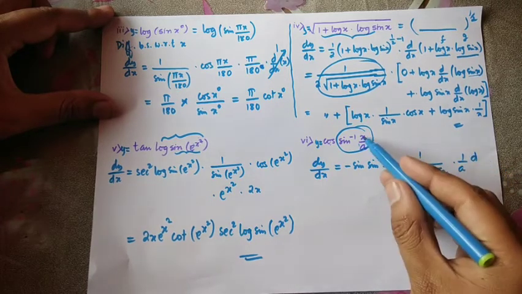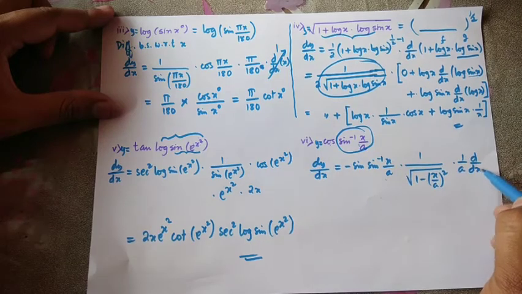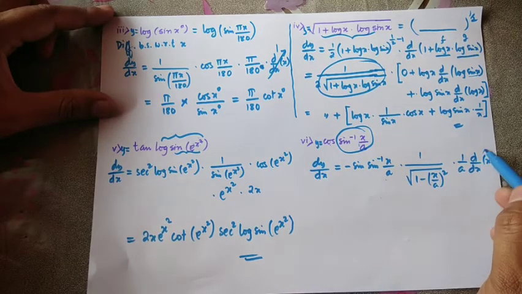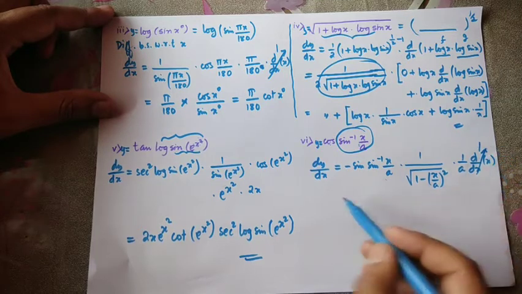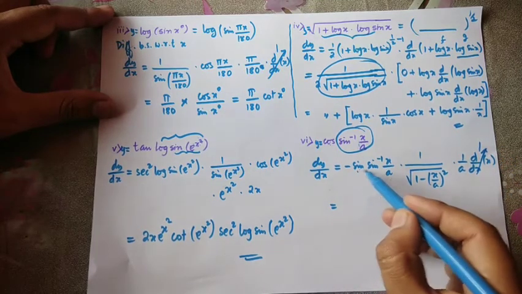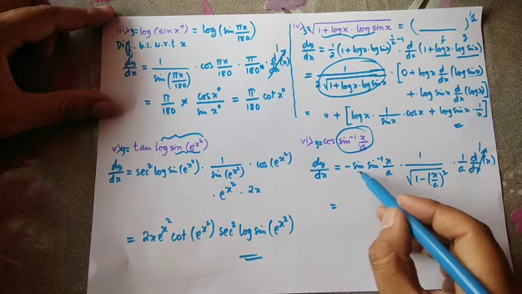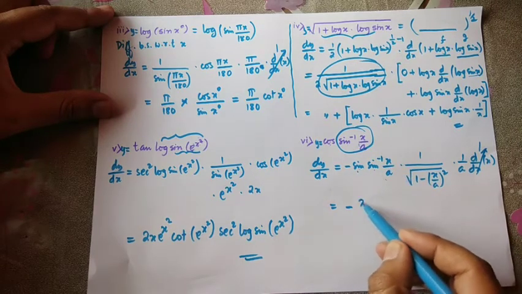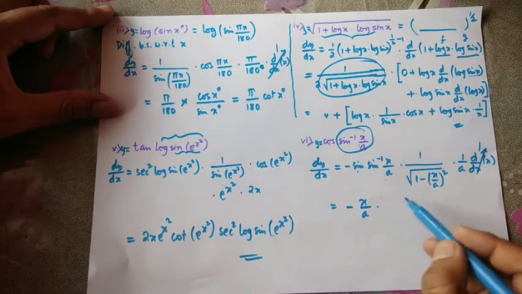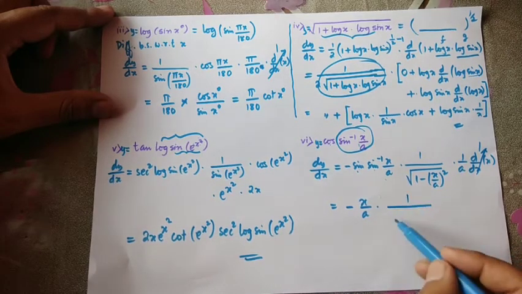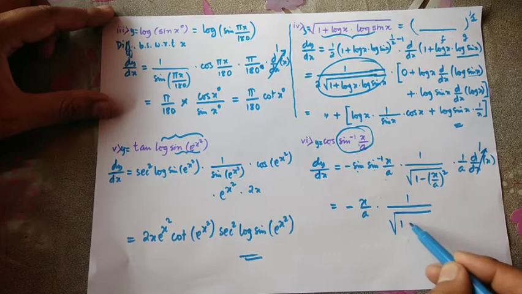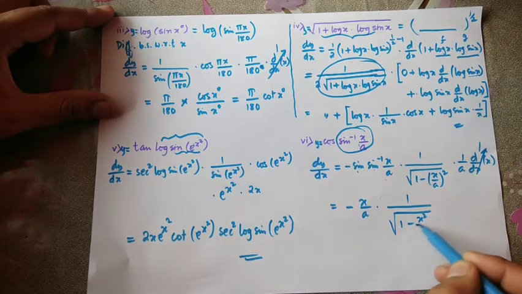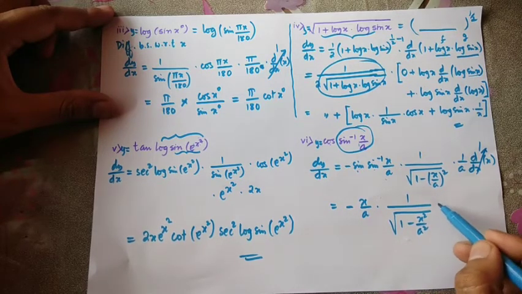Now let us differentiate the only remaining part, that is x, so dy by dx of x. And what is the value of dy by dx of x? It is equals to 1. Now again sine of sine inverse, so sine and sine inverse both gets cancelled, so only x by a is left. So minus x by a 1 by root of 1 minus, this is x square by a square into 1 by a.